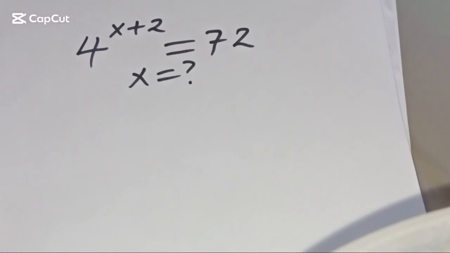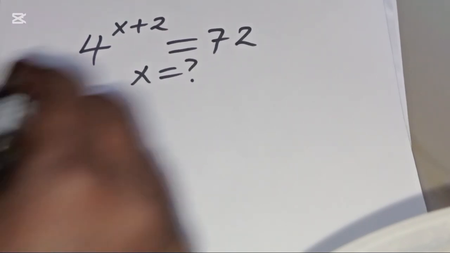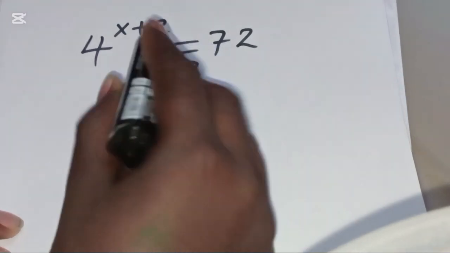Everyone, welcome. Let's solve this exponential equation: 4 to power x plus 2 is equal to 72. So what is the value of x? Now, solution, from what we have here.